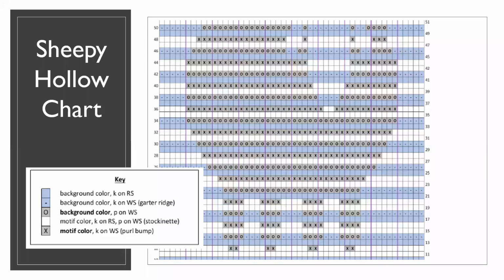Now let's look at the next section of the chart. Here's where my patterns differ from every other illusion pattern you'll find out there. My charts have gray squares that show clearly where the foundation pattern is disrupted by reverse stitches. The X's on the motif color rows mean you'll be knitting on the wrong side, and the O's on the background color mean you'll be purling on the wrong side.